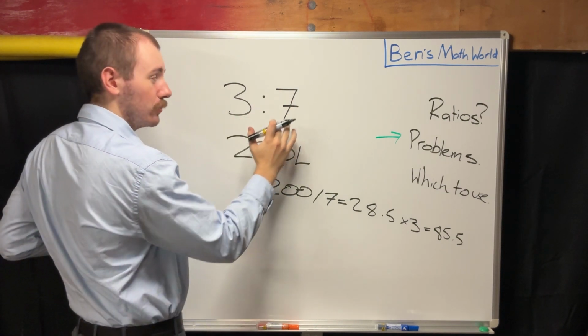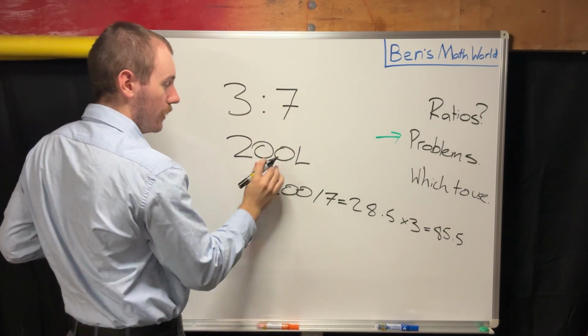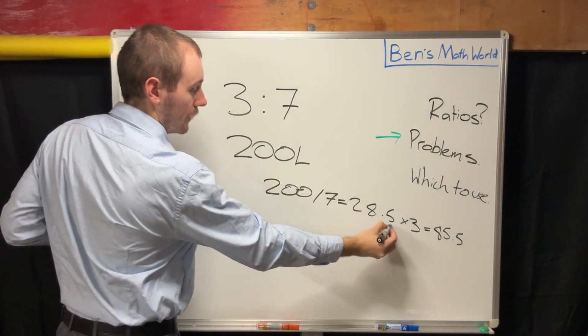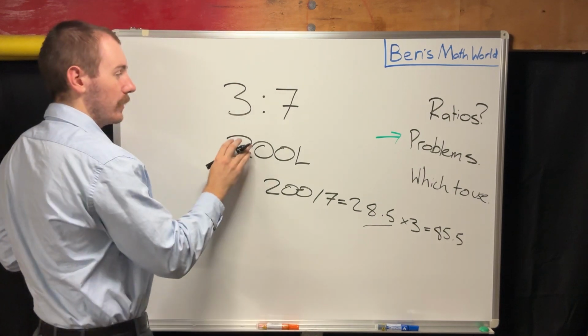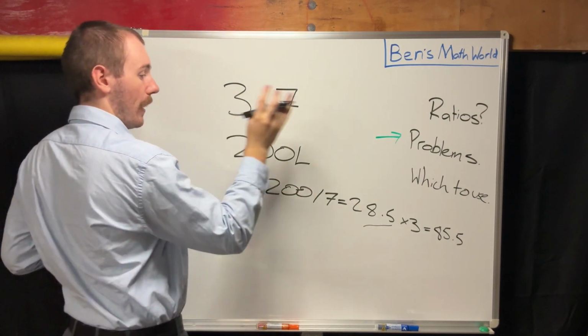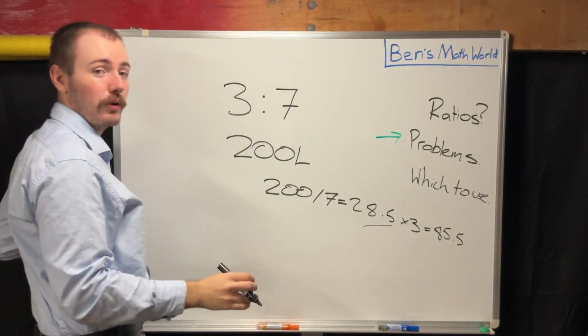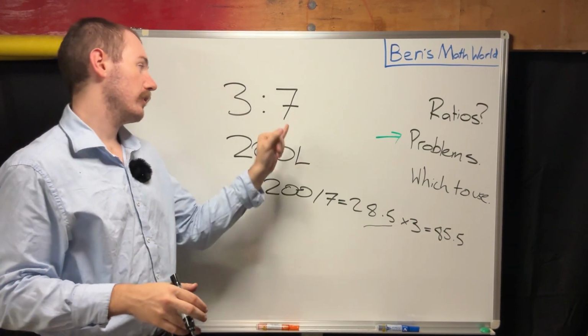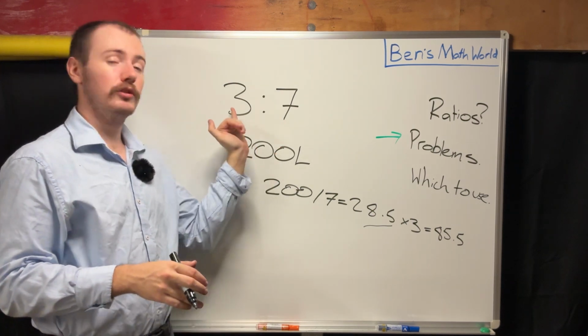So we're going to bring this one down to 3 to 1 by dividing this by 7, which gave us 28.5. And then we're going to do our 3 to 1 ratio. So we're going to multiply this new number by 3 to then get 85.5. And you can solve all of your ratio problems using that method. Divide by what you have and then multiply by what you need.